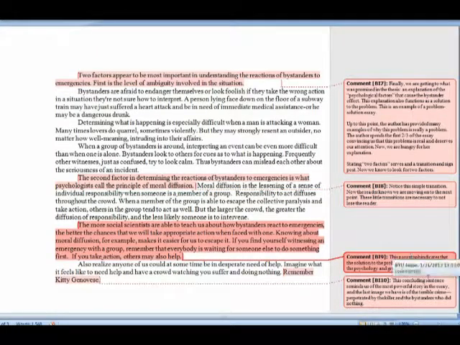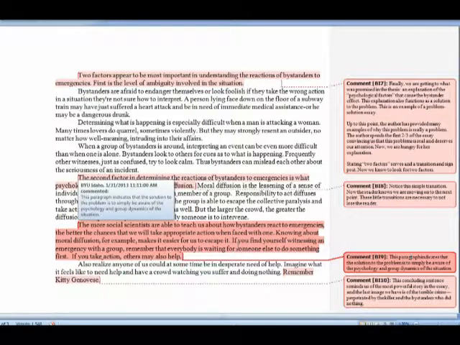Okay, this paragraph indicates the solution to the problem. And it basically says that if we know about these psychological factors, that is the solution. That knowing about it will help us act better next time around.